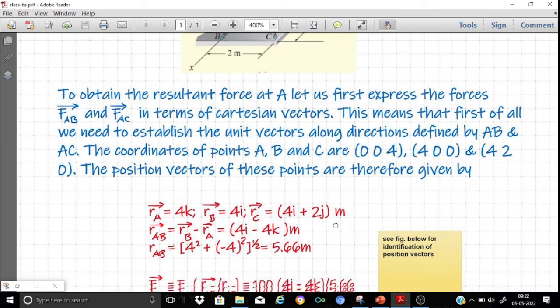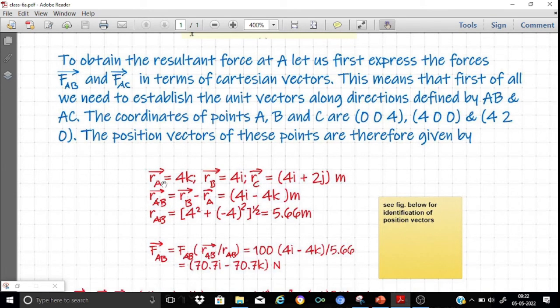Now, having defined the position vectors associated with the points A, B and C, we can define the position vector directed from A to B, that is vector RAB, as vector RB minus vector RA, which is obviously equal to 4i minus 4k meters. And now the magnitude of vector RAB can be easily obtained as square root of 4 squared plus minus 4 squared, which is equal to 5.66 meters.